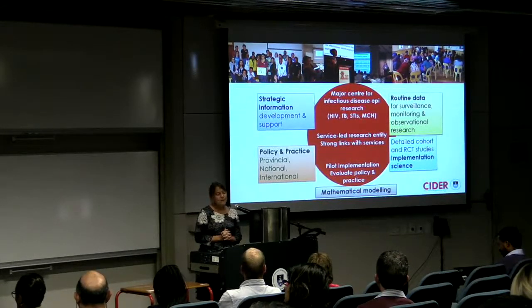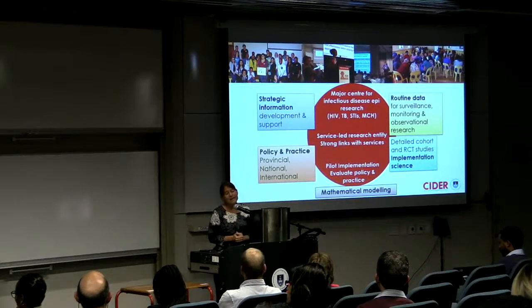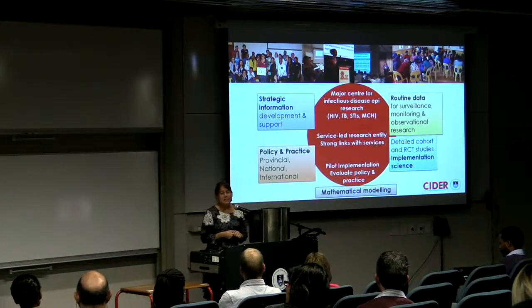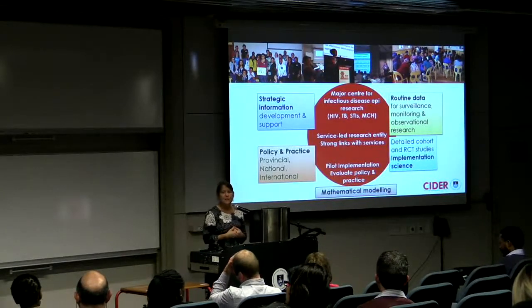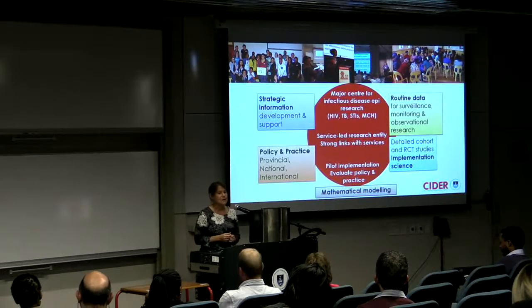And we use that data both for surveillance and monitoring, as well as for observational research, particularly in certain cohorts. And then linked to that, at some of our cohorts, and often shared with Epi and Biostats, we have some detailed cohort studies where we collect additional information beyond the routine, and also do implementation science in the form of randomized controlled trials of particular interventions. And some of those studies may answer Liz's question about strategies for retaining people and linking them to care.